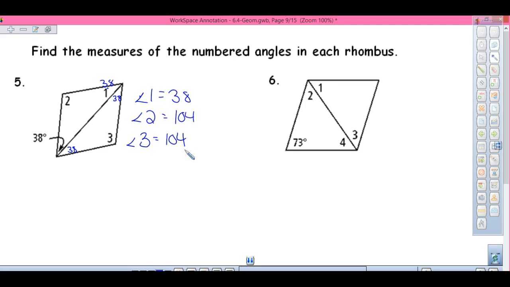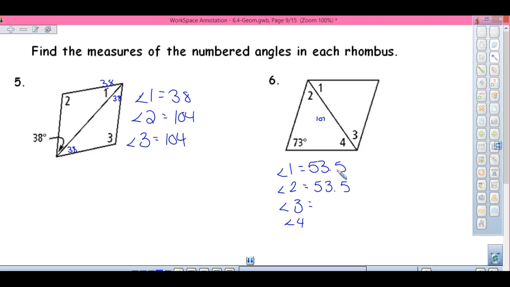Okay, so 180 minus 73 is 107, but you got to cut it in half. So 53.5 is angle 2. What's that make angle 1? 53.5. Why? It doesn't have anything to do with a linear pair. Linear pairs add up to 180.